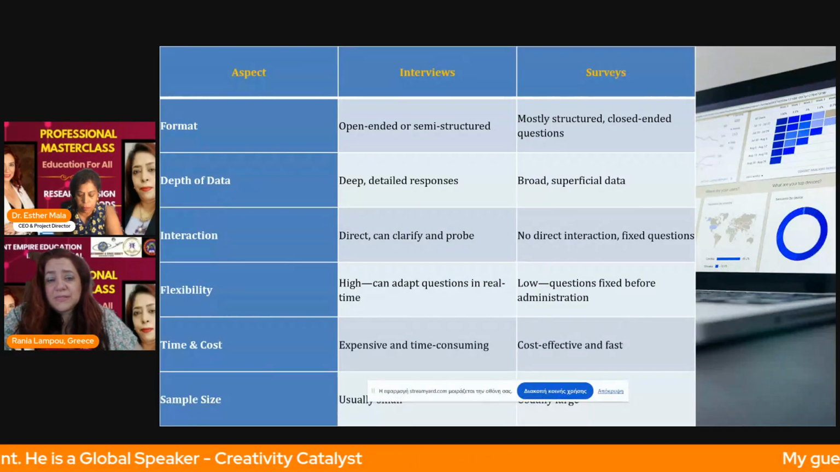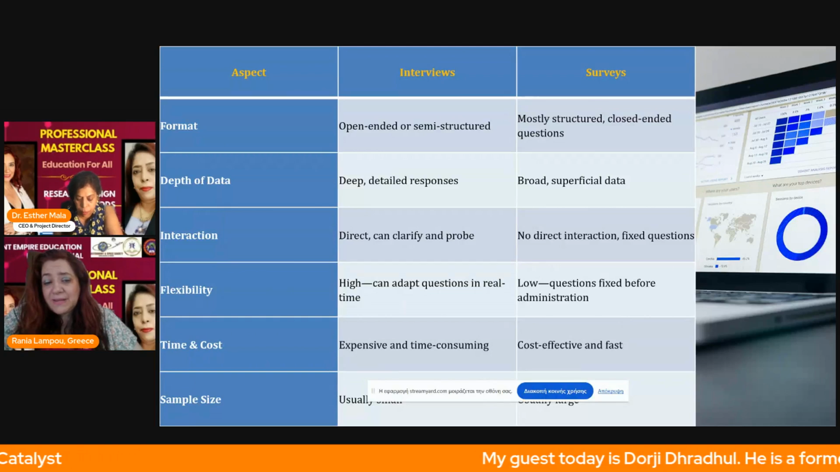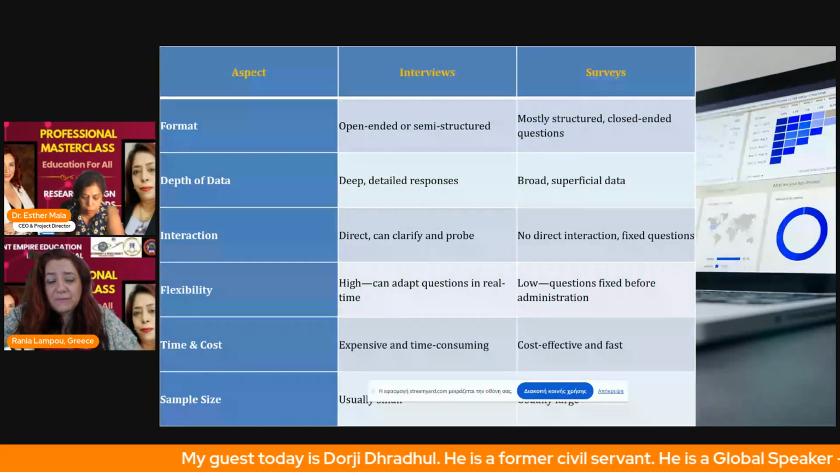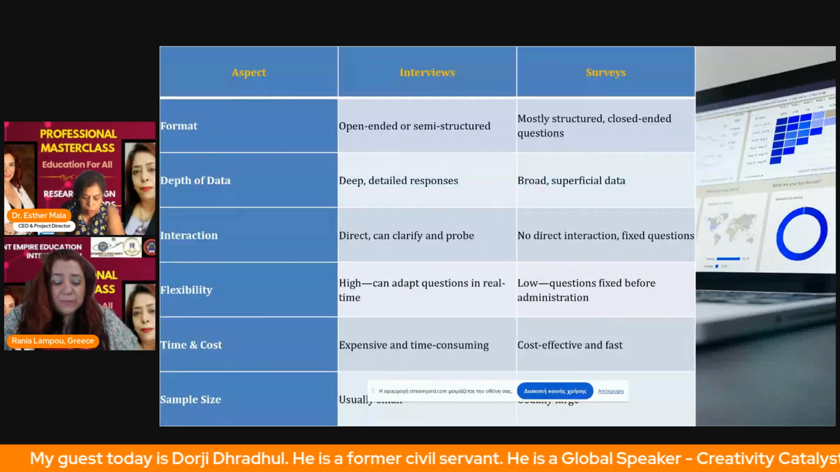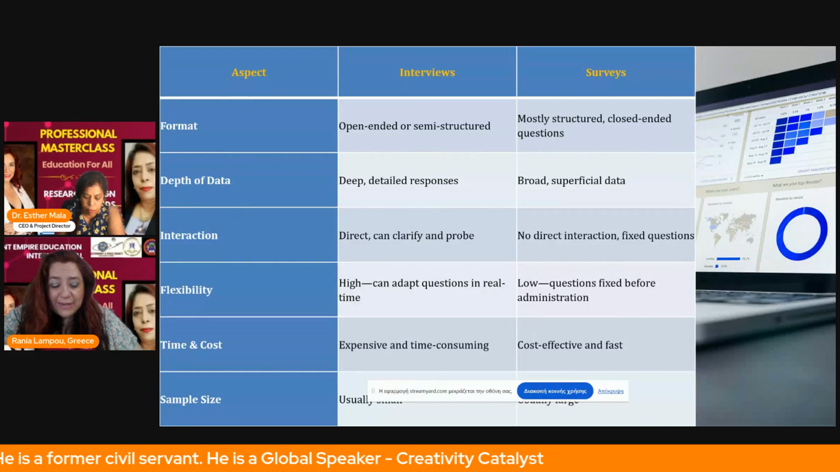Interviews, in terms of flexibility, have high flexibility. Surveys have low flexibility. Interviews are expensive and time-consuming. Surveys are cost-effective and fast. And in terms of sample size, interviews are usually small and surveys are usually large.